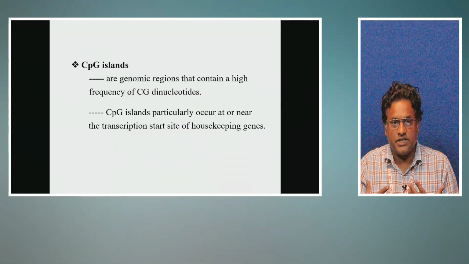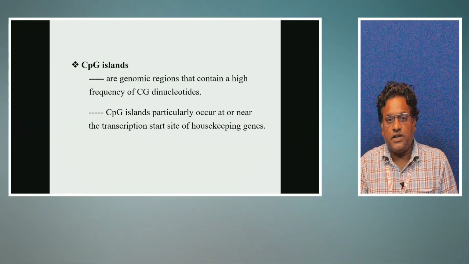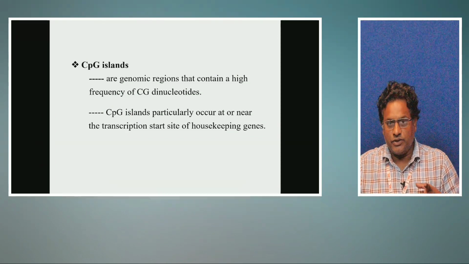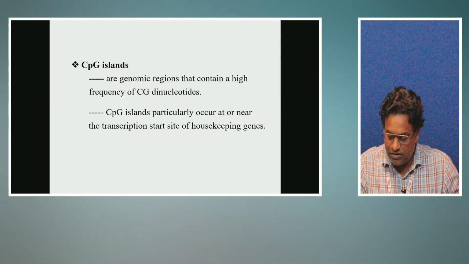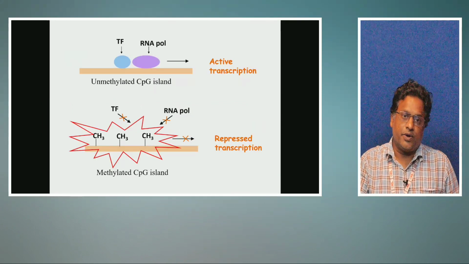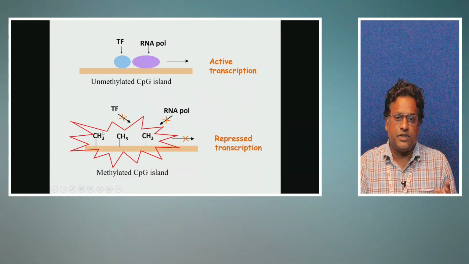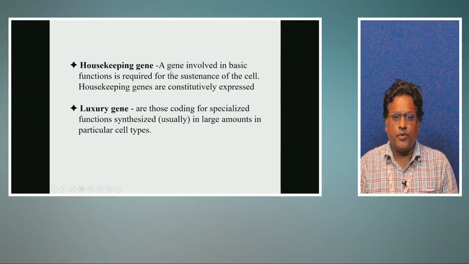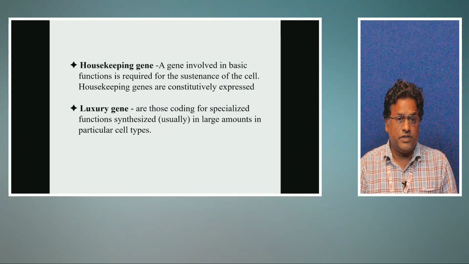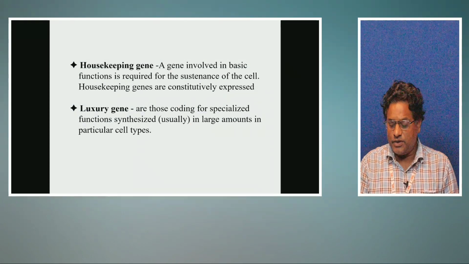Now once DNA methylation has been found, you find the guanine is added next to the cytosine, and that causes CG nucleotides in such a way that they form CpG islands, which are not actually transcribed for protein. So all these kinds of methylated islands you'll find repress transcription. For example, housekeeping genes are involved in the basic functions of all cells, and there are certain genes which are luxury genes, for specialized functions, and they are usually found in large amounts in a particular cell.